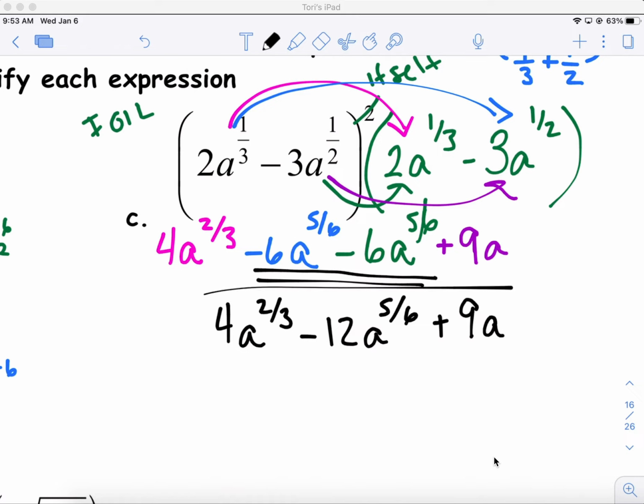Plus 9a. This is a final answer. Even though it looks like you should be able to do more with the a's, that's a final answer. If you need to pause the screen, copy down ABC, you may do that now. We're going on to the next row.